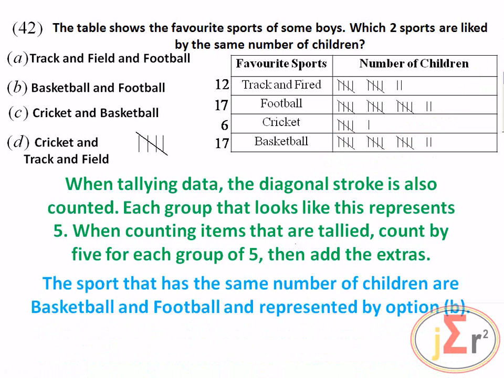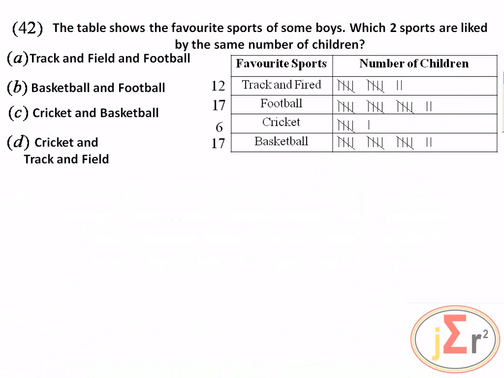The sports that have the same number of children are basketball and football, represented by option B.